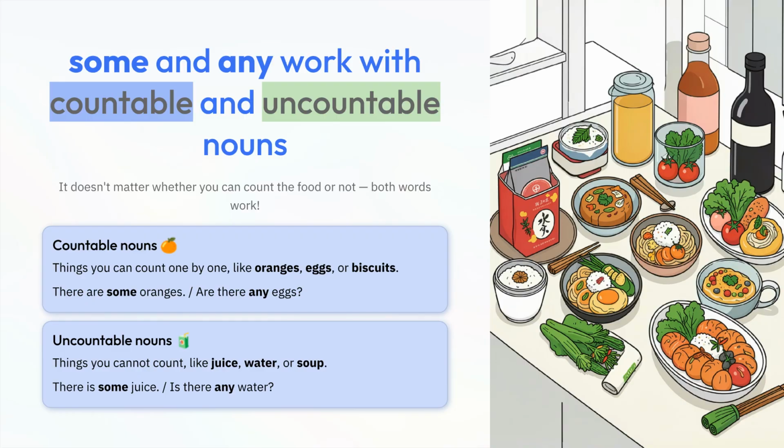Some and any work with countable and uncountable nouns. Countable nouns are things you can count one by one, like oranges, eggs, or biscuits. There are some oranges. Are there any eggs? Uncountable nouns are things you cannot count, like juice, water, or soup. There is some juice. Is there any water? Both words work with both types of nouns.